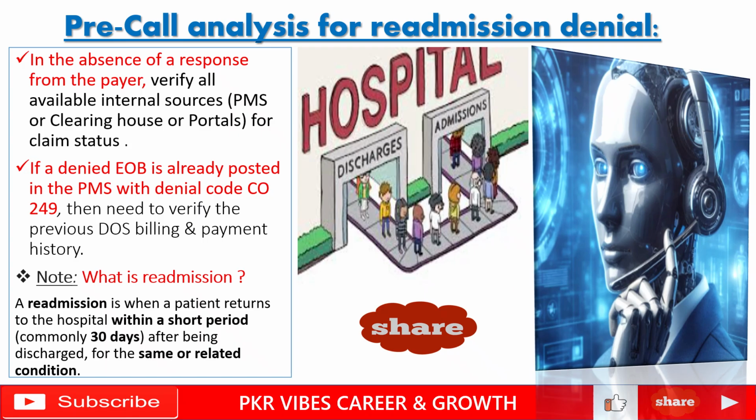For tracking purposes and status, whether it was received by the insurance or not, everything we can understand in a clearinghouse. So we have to check our internal clearinghouse if we do not find any status in our PMS. And unfortunately, if we do not find any status in our clearinghouse or in our PMS, then our last source to verify the claim status before calling the insurance is to verify the respective insurance portal for any claim details or claim status. Like that, we should verify our internal sources before calling the insurance. That is known as pre-call analysis.